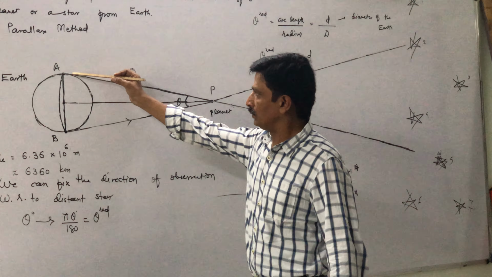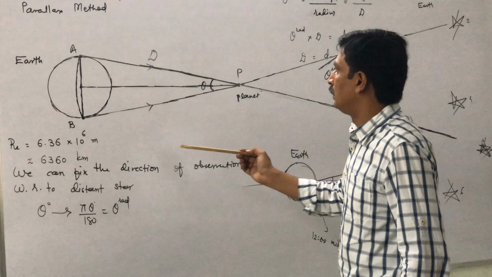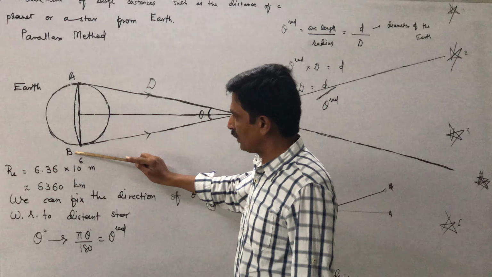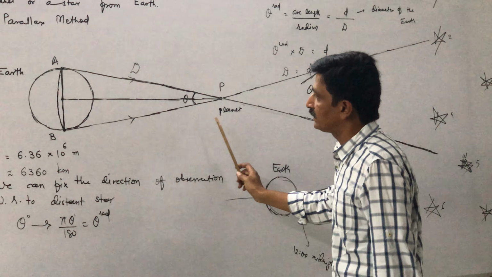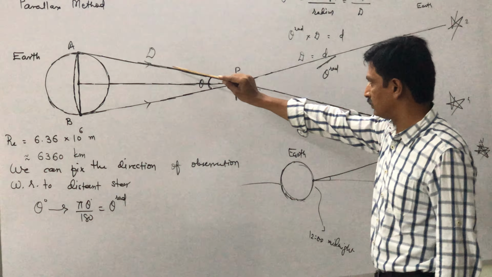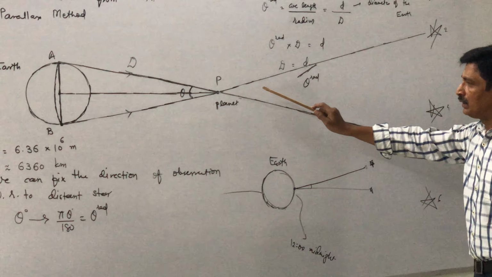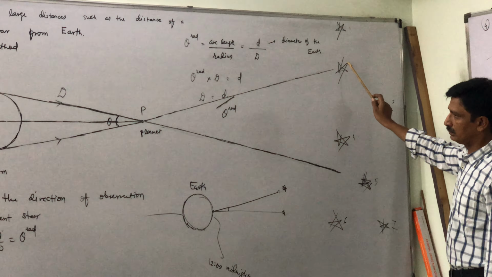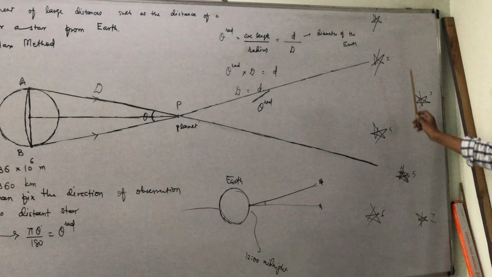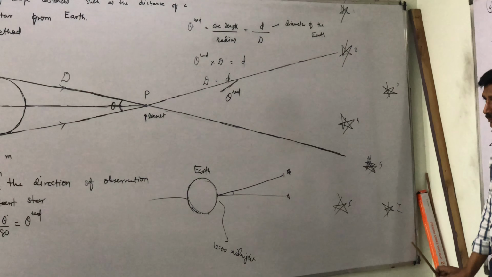A and B, situated at almost diametrically opposite points. There are two observers, one is here, the other is here, but they both are observing the planet simultaneously. We can fix the direction of observation AP and BP with respect to a distant star. This one is the constellation made of 7 stars. This one is the first, second, third, fourth, fifth, sixth, seventh.